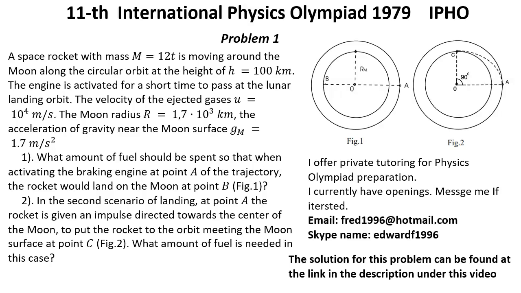First question. What amount of fuel should be spent so that when activating the braking engine at point A of the trajectory, the rocket would land on the Moon at point B, figure 1. Question 2. In the second scenario of landing at point A, the rocket is given an impulse directed toward the center of the Moon, to put the rocket to the orbit meeting the Moon surface at point C, figure 2. What amount of fuel is needed in this case?